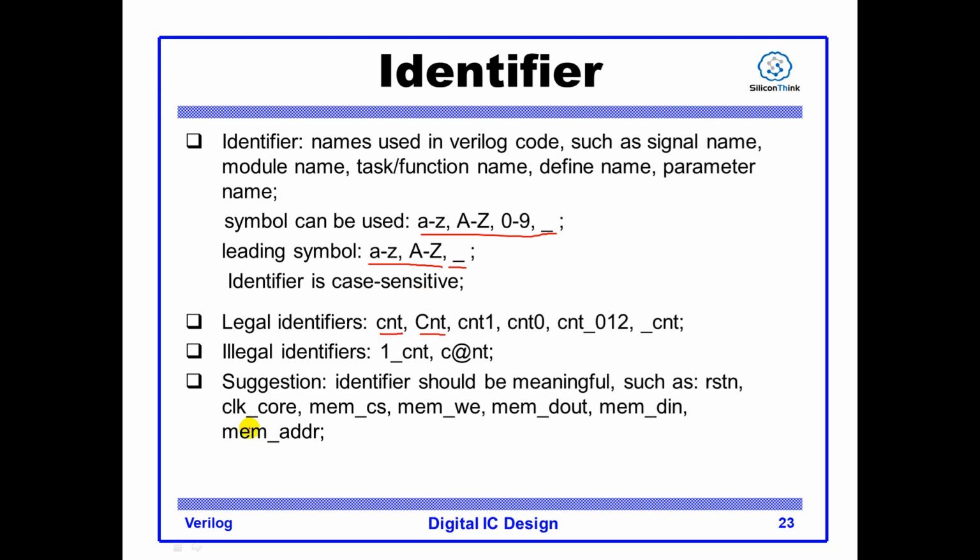And there is a suggestion for you to define names. Your identifier should be meaningful. Readers can get the meaning of the signal from its name. Such as, this is a clock for core block, and this is a reset signal with low active. Yes, low active reset signal. And this is maybe the memory select signal, memory write enable, memory D out, memory D in, and memory address. These names are meaningful. This will make your code readable.